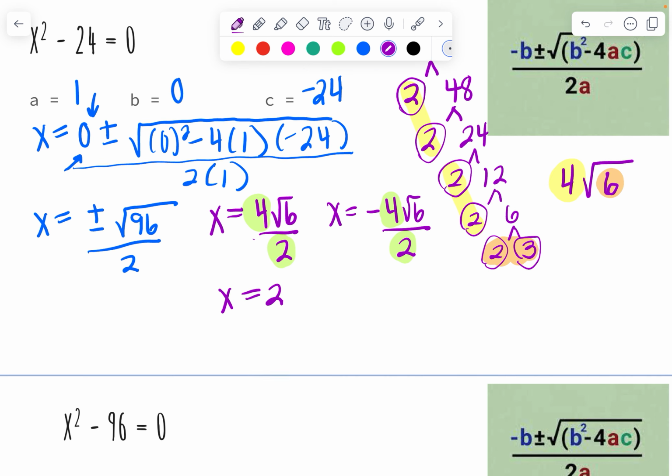So x equals 2 times the square root of 6 divided by 1, but we don't need to put the divided by 1. So I'm just going to say x equals 2 times the square root of 6, and x equals negative 2 times the square root of 6.